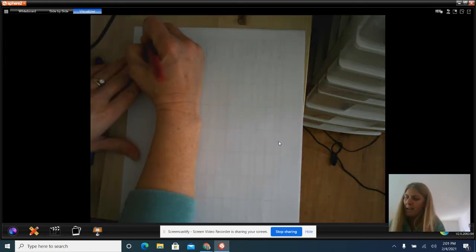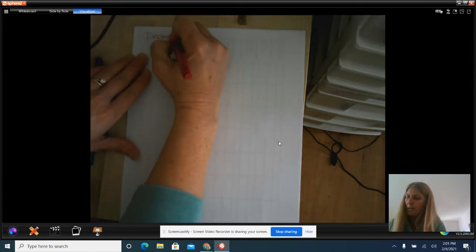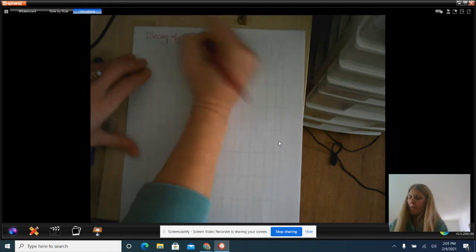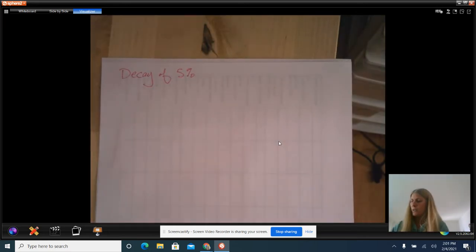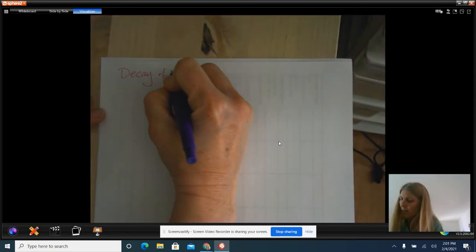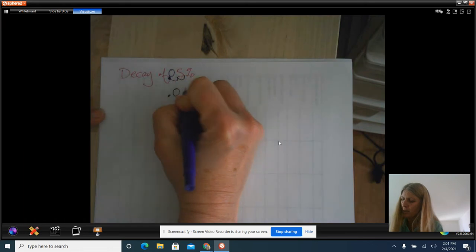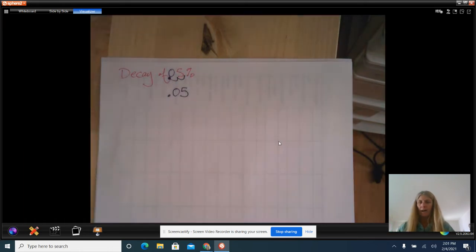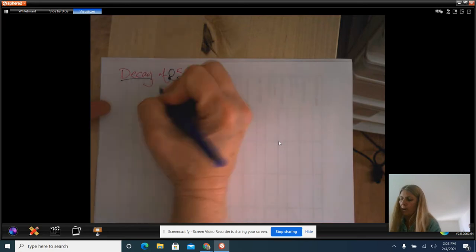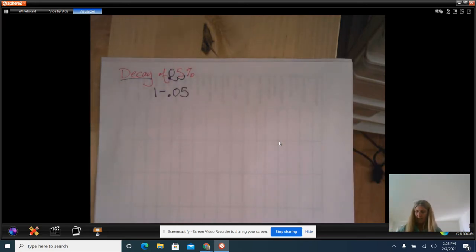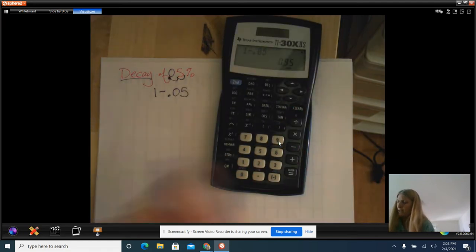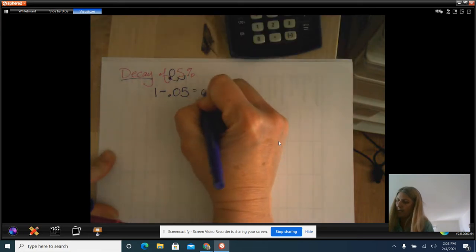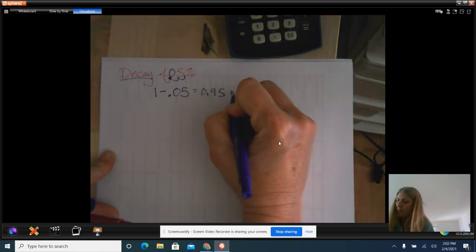So when we have a decay of 5%, our first step is we're going to move our decimal point 2 to the left, and that turns it into the decimal 0.05. Because it's a decay, we're going to go 1 minus that decimal. And so 1 minus 0.05 is 0.95. So we know this is going to be our multiplier.